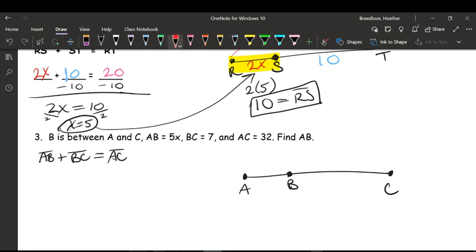AB is 5x. All right, so from A to B, that's 5x. So I'm going to go and fill this in too. And then what else do I have? BC is 7. From B to C, that's 7. And I also have AC. AC is 32. From A to C is 32.